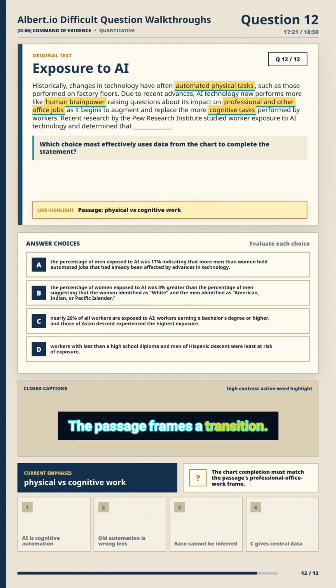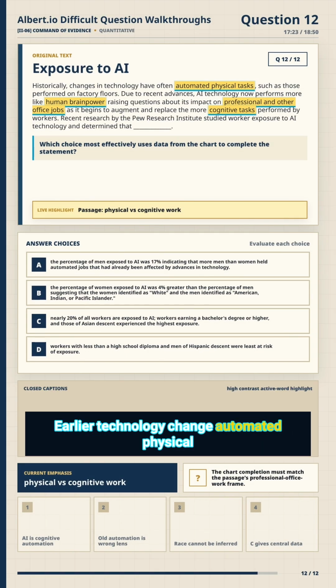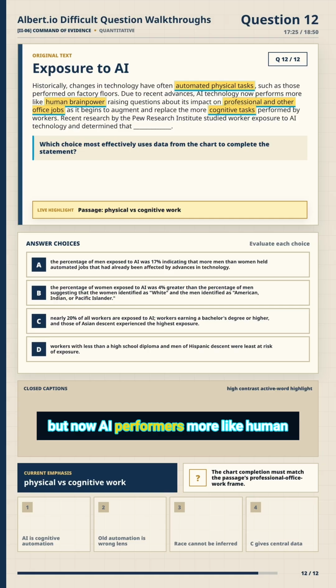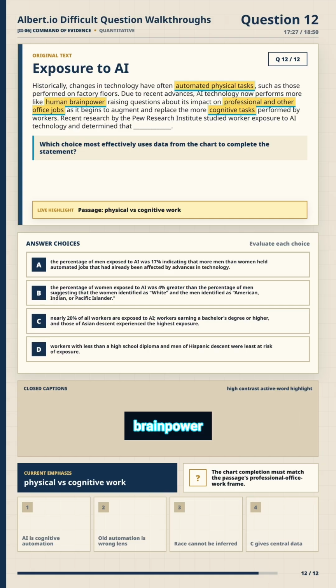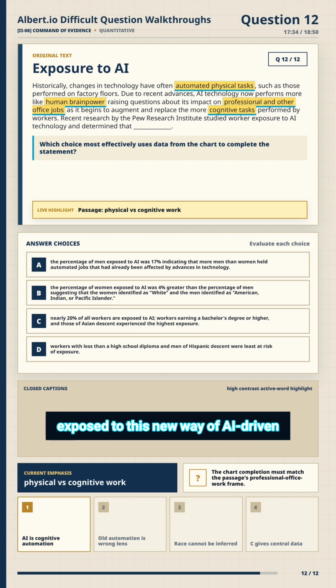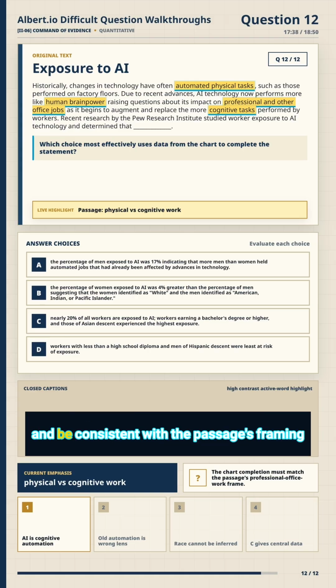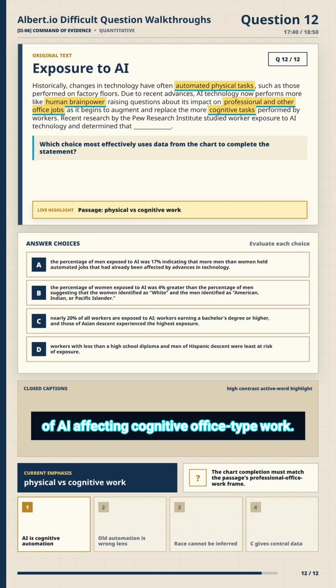The passage frames a transition. Earlier technology change automated physical tasks, but now AI performs more like human brain power and is therefore positioned to affect cognitive work, professional and office jobs. The Pew Research is about who is exposed to this new wave of AI-driven change. For the answer to be correct, it must use data from the chart and be consistent with the passage's framing of AI affecting cognitive office-type work.